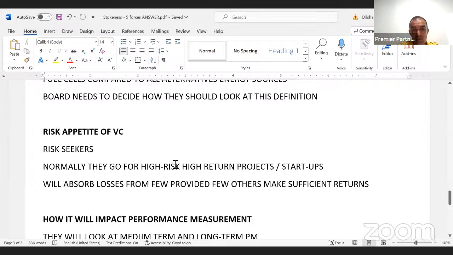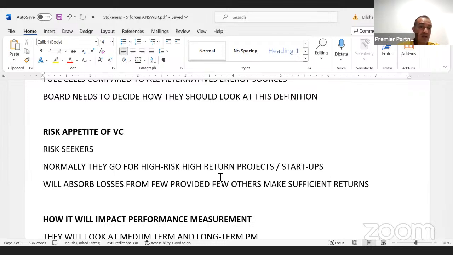See, normally they go for high risk, high return projects, startups. They will give you a lot of money, provided you give them back the returns quickly. They are willing to invest in 10 projects. They are okay to fail in 8 projects, but they will want 2 to succeed and give the money for the entire 10. That's how they invest. 8 can fail, but 2 have to be successful, which will compensate for those 8 also.